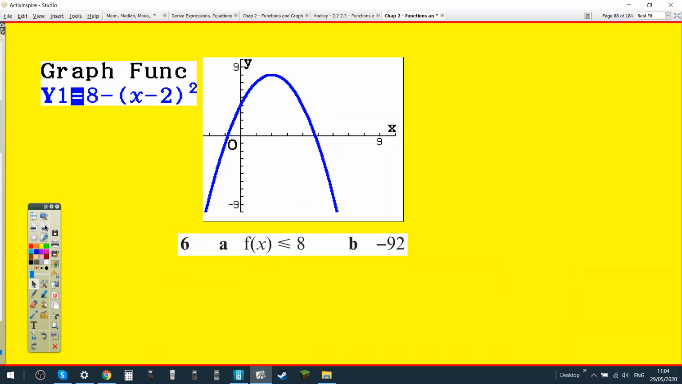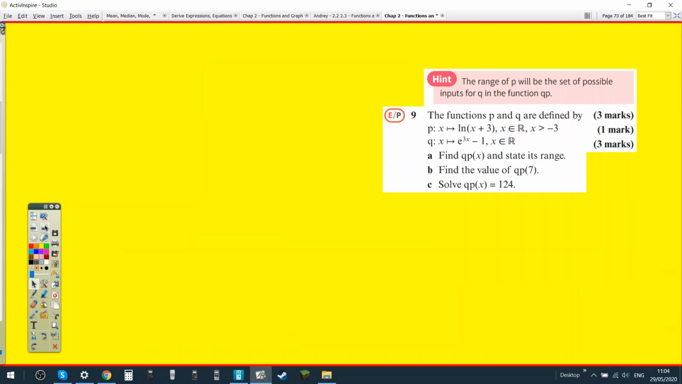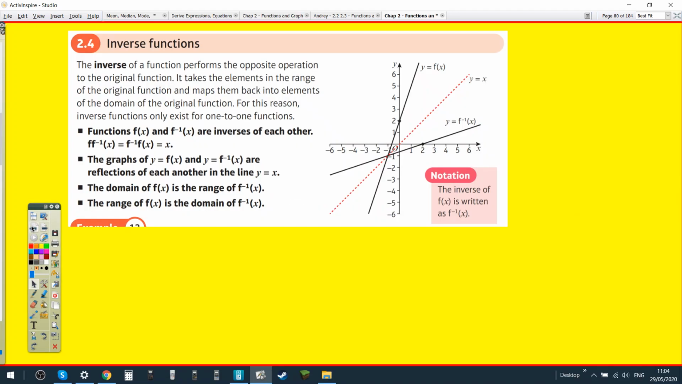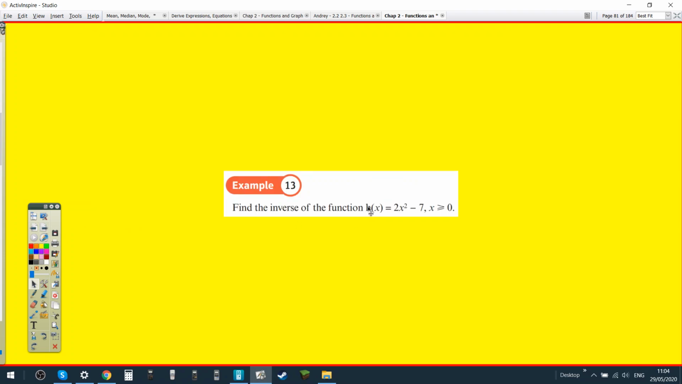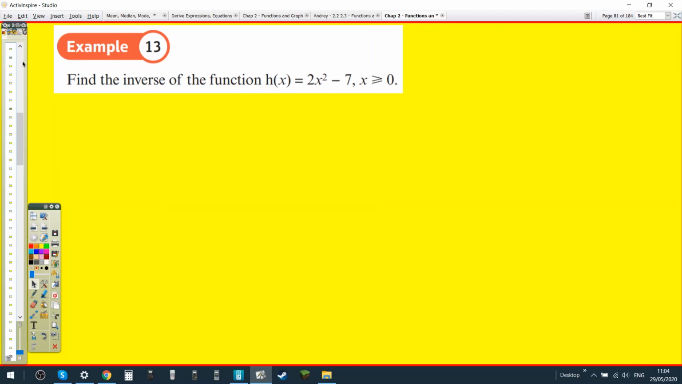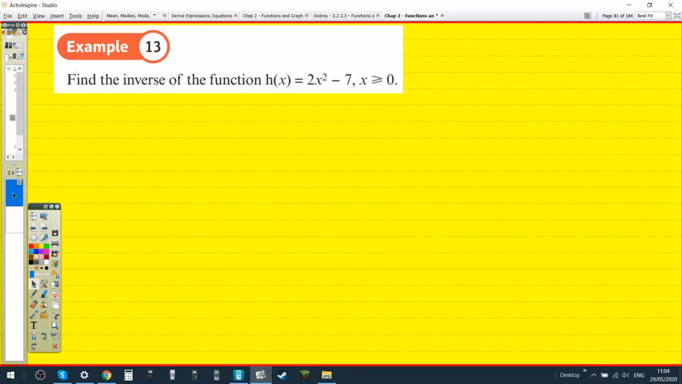Okay, we did composite functions, I believe. Inverse functions. Okay, this is an extension of GCSE. Do you know how you'd find the inverse function for this? Sub y in and that sort of thing. I forgot how to do it.